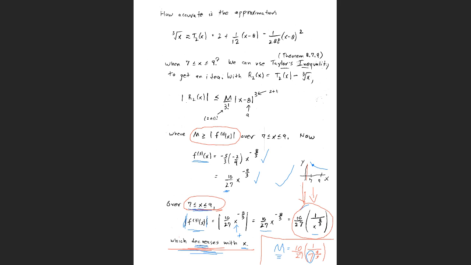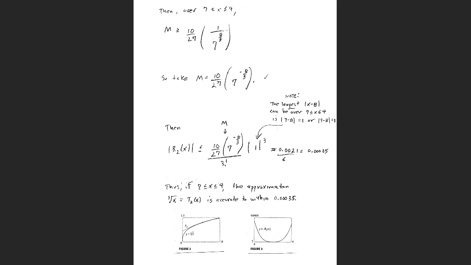Okay. All right. So here's the value of M. M is greater than or equal to 10/27 times 7 to the negative 8/3 power. So you're going to take M to be 10/27 times 7 to the negative 8/3 power. You want your M to be as small as possible because M is going to help you determine your error bound, and we want to be as precise as we can be. So now we know what M is. Now we can work on finding our error bound.